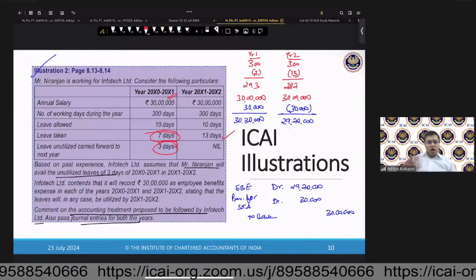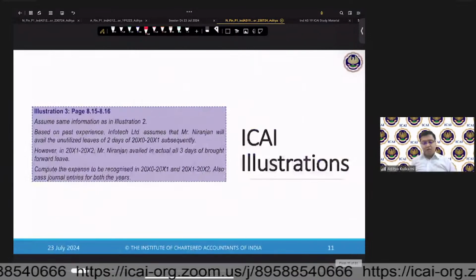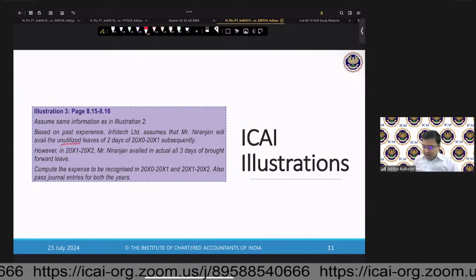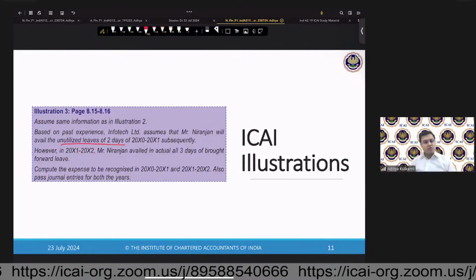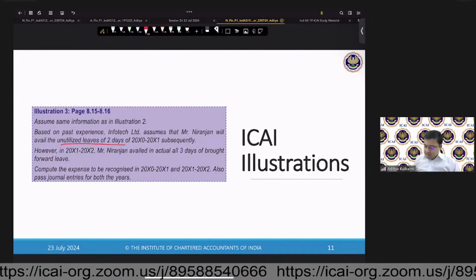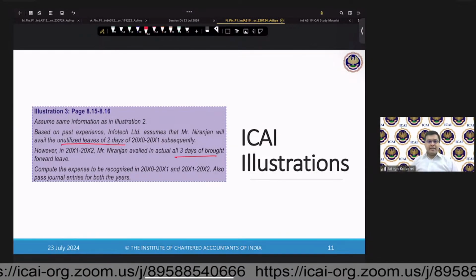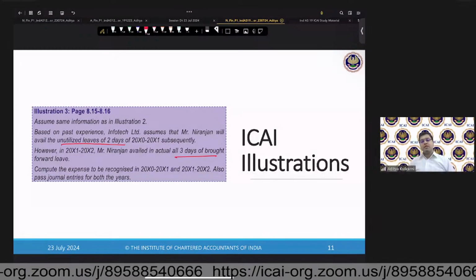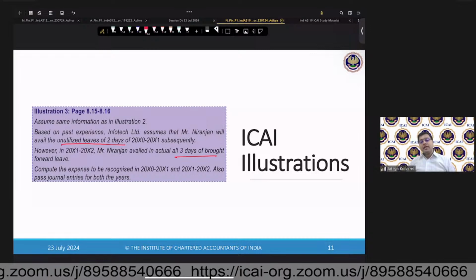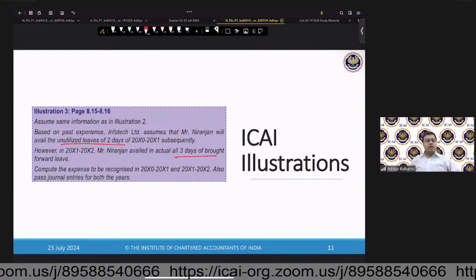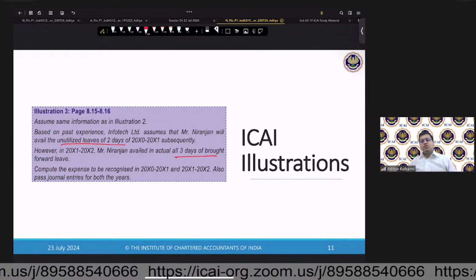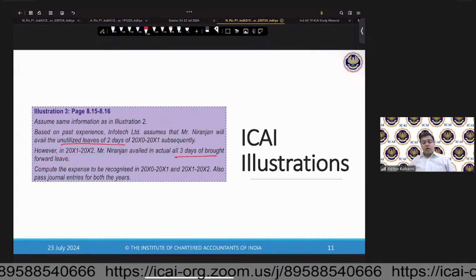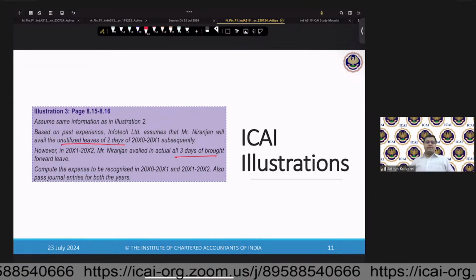Yes. So on similar lines, you have a further question. Infotech assumes that he will avail unutilized leave of 2 days only, but he has taken 3 days in the subsequent year. Is he permitted to take 3 days? Answer is yes. Nobody can stop it. So why did you estimate 2 days? It is an estimate, right? You cannot say why. I have data to back up my estimate. So I estimated he would take 2. He has taken 3.